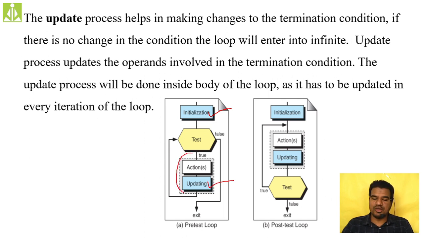So this is the body of the loop, and here only we are doing the updation. You can see this is your condition. Here test is nothing but your condition. So this is initialization, this is updation. Initialization we do before the body of the loop, and updation within the body of the loop. And we do this in both pre-test as well as post-test in the same manner.